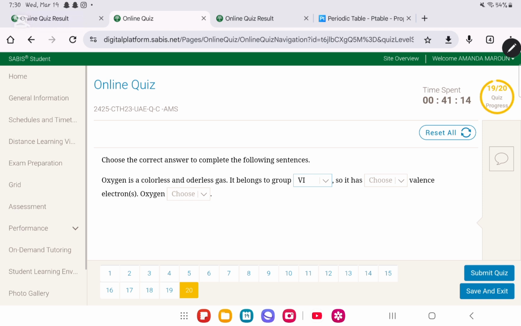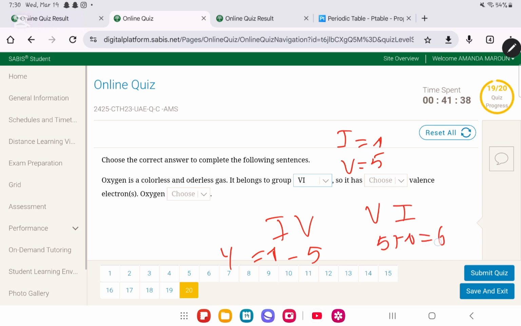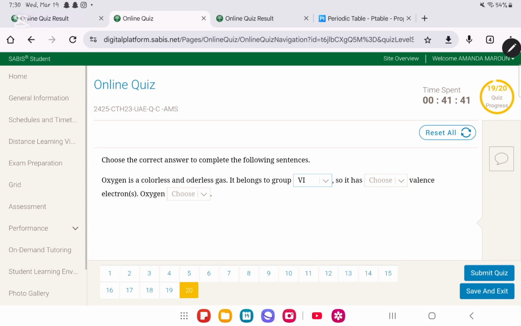Anything that comes before V, this is subtraction. Anything that comes after V, this is addition. So if they give you IV, this is 4. I is 1, V is 5, so 5 minus 1 will give you 4. But if they gave you VI, it's going to be 5 plus 1, which will give you 6. So this is in group 6. Because it is in group 6, it will have 6 valence electrons. And very simply, oxygen will relight a glowing splint.